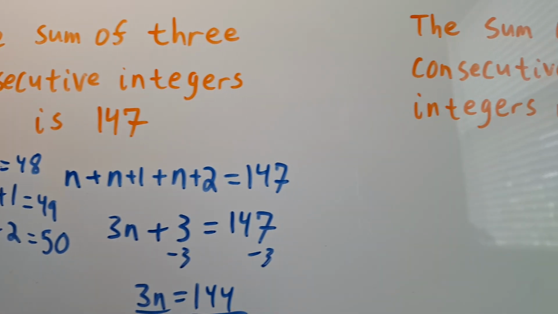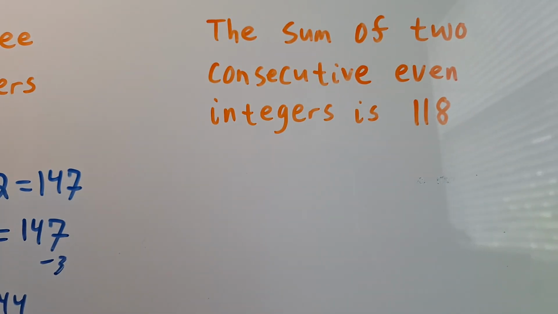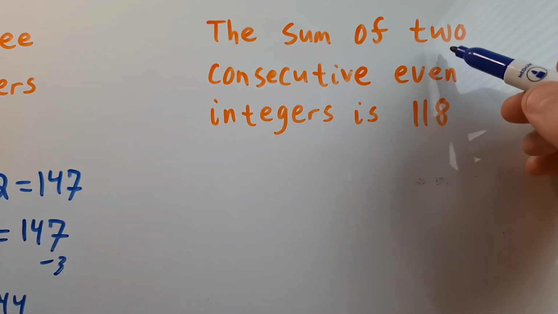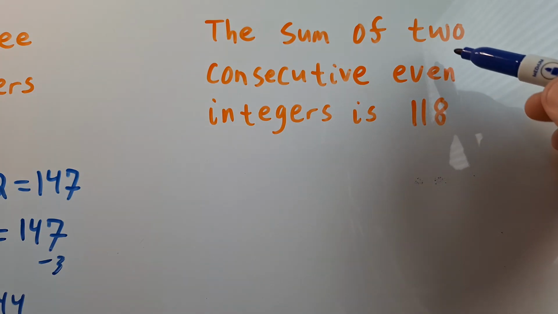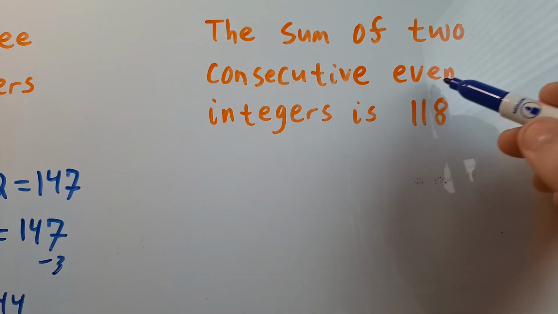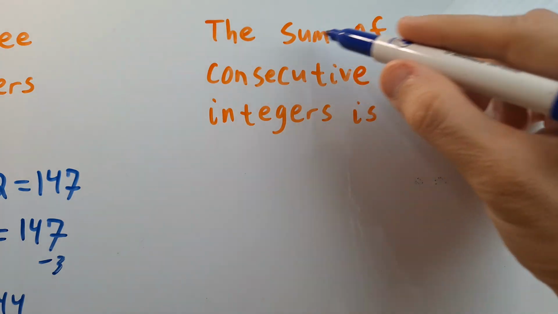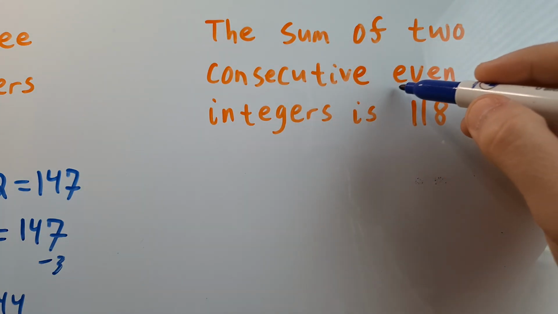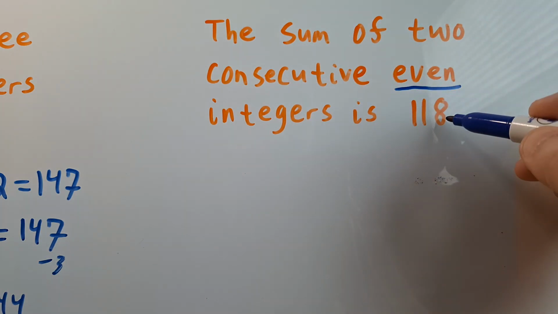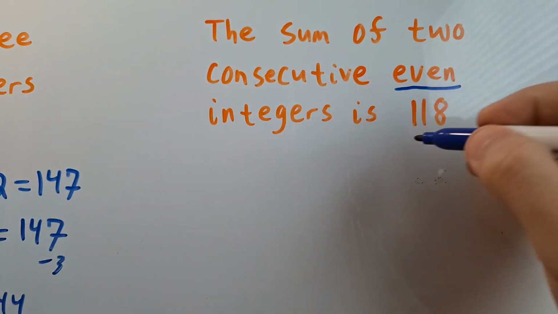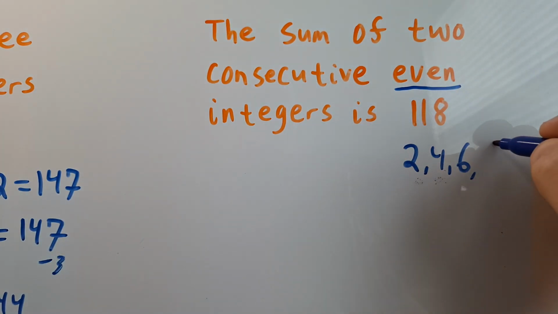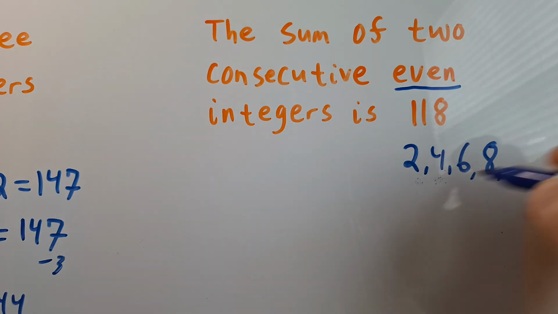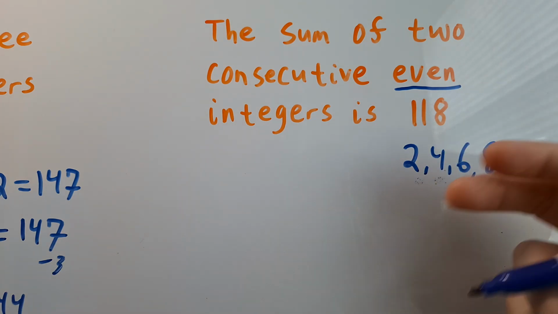Let's look at one where we deal with consecutive even integers. General rule of thumb, this also works for dealing with consecutive odd integers, but we'll do the even one for this problem here. So the sum of 2 consecutive even integers is 118. So remember, consecutive even integers such as 2, 4, 6, 8, and so on. These are all separated by values of 2.